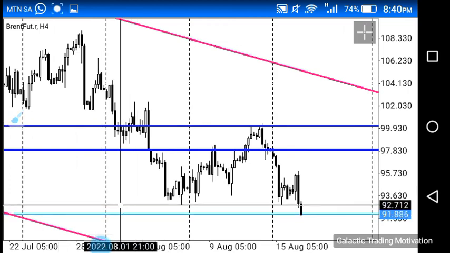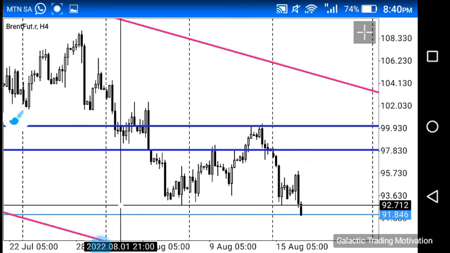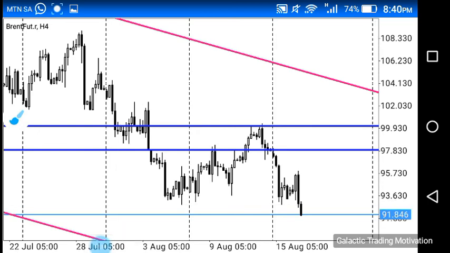in fact, I believe that this W structure will no longer be relevant, in my humble opinion, and we are likely to see price continue to move further down to the neckline of that huge W structure that we spoke about on the weekly chart, right?